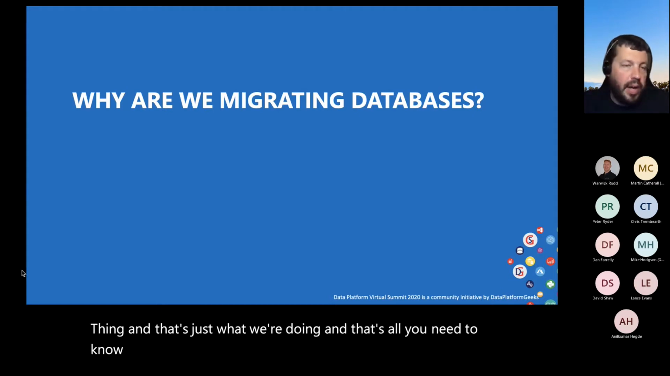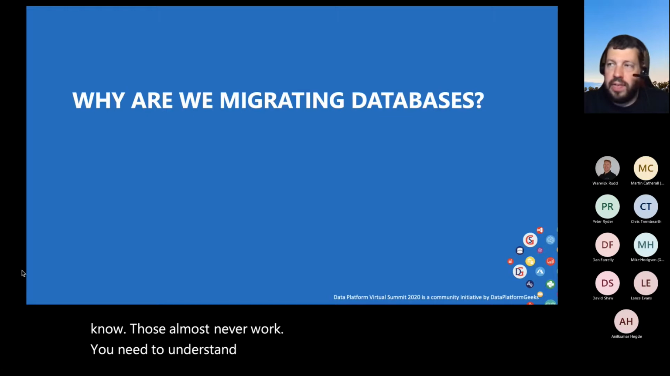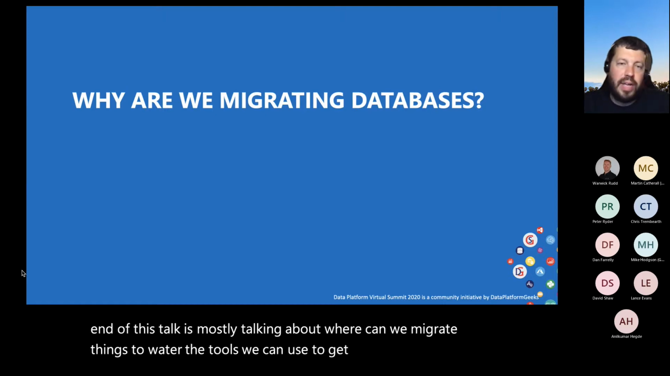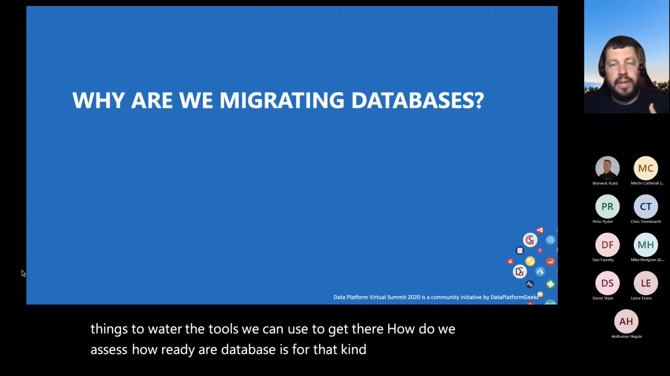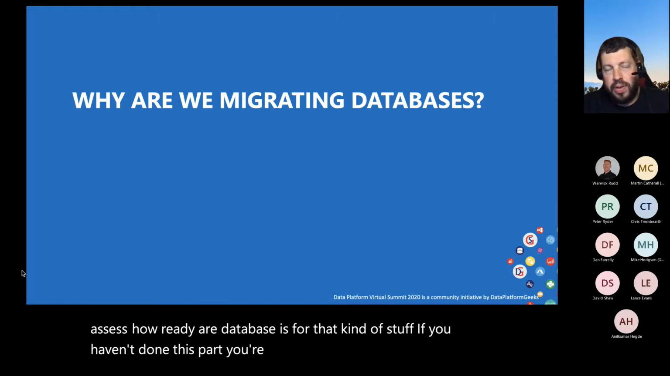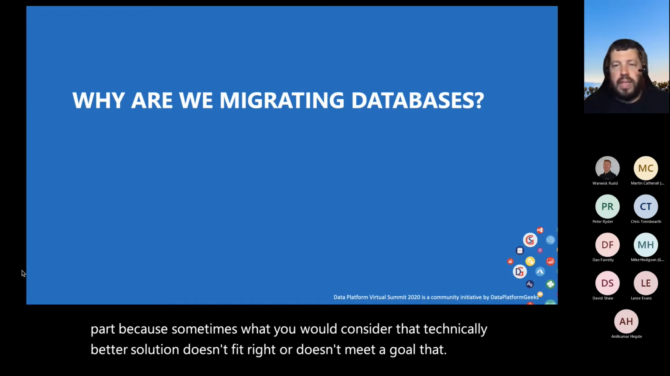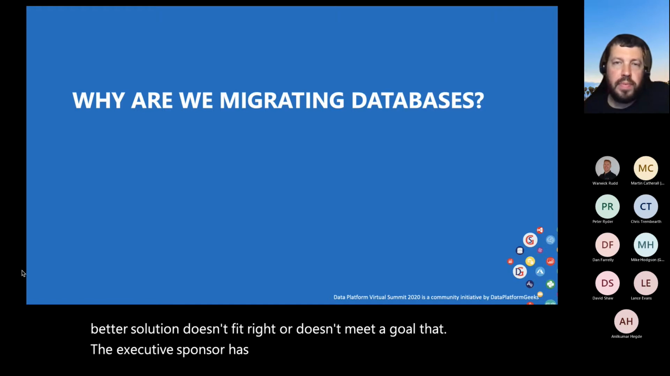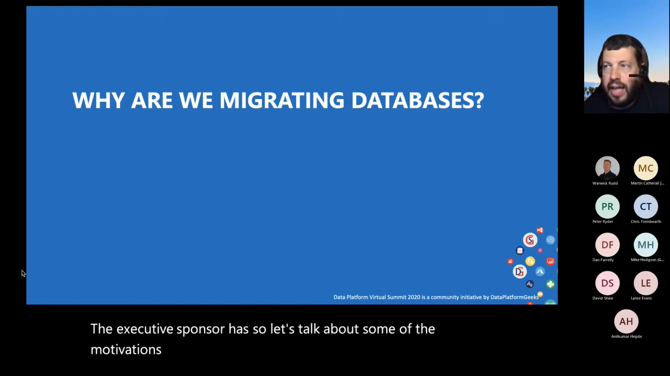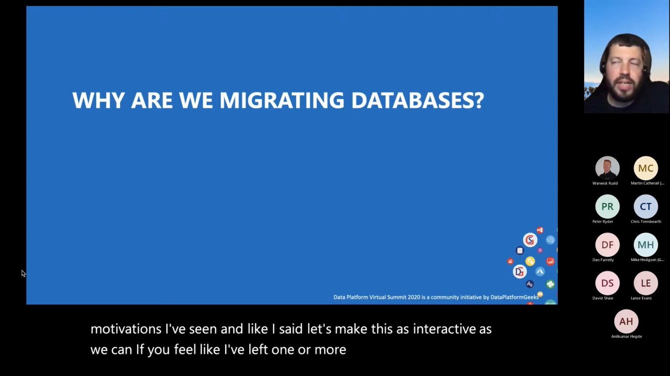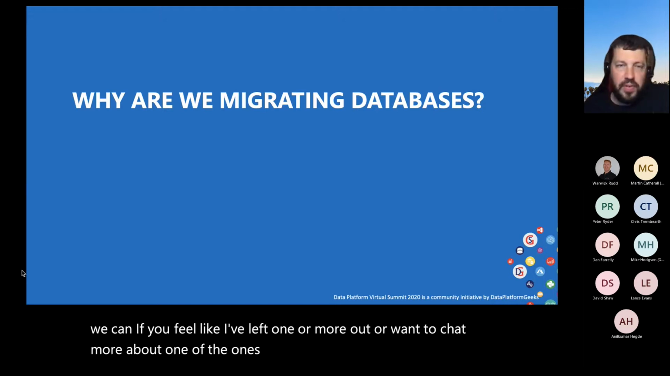Those almost never work. You need to understand what the motivation is, because the back end of this talk is mostly talking about where can we migrate things to, what are the tools we can use to get there, how do we assess how ready our database is for that kind of stuff. If you haven't done this part, you're going to make bad choices in that part, because sometimes what you would consider the technically better solution doesn't fit right, or doesn't meet a goal that the executive sponsor has. So let's talk about some of the motivations I've seen. And like I said, let's make this as interactive as we can. If you feel like I've left one or more out, or want to chat more about one of the ones that I mentioned, feel free.